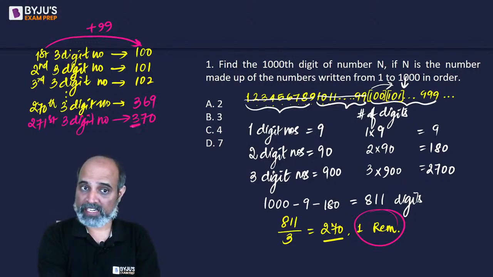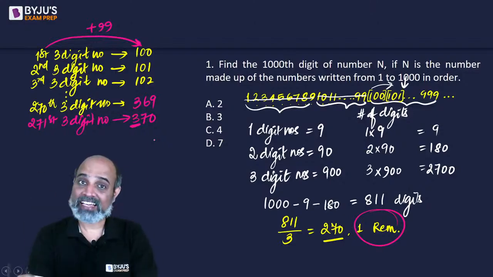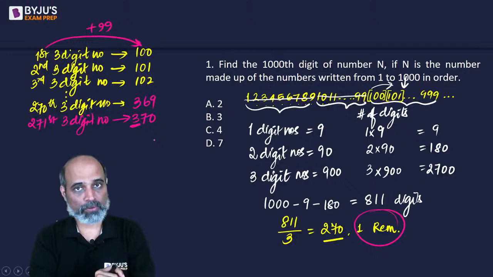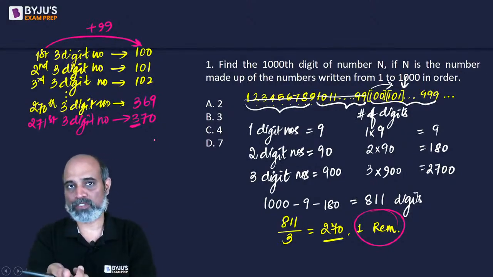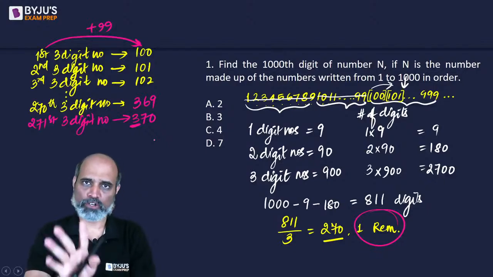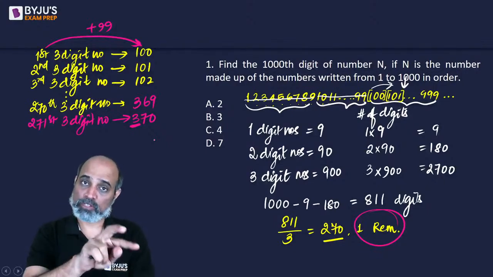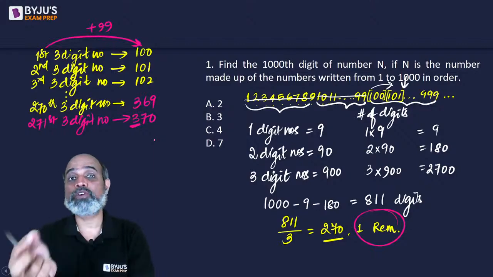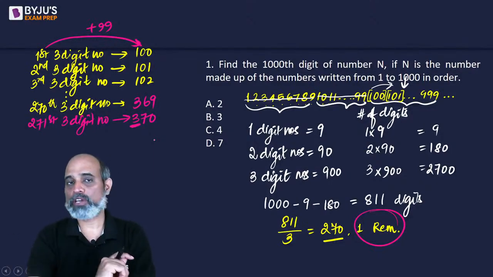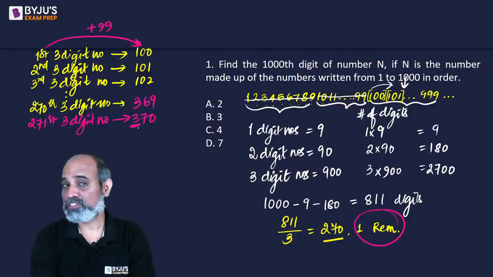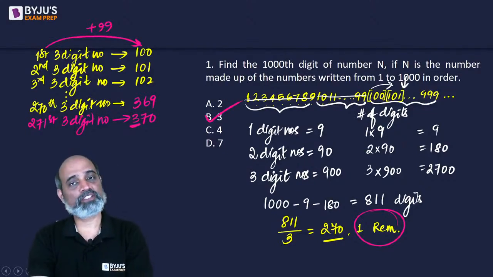Out of this 370, that remainder 1 means the next 3-digit number's first digit is going to be what? Had the remainder been 2, then we would have been looking at the second digit from the left hand side of 370, which is going to be 7, of course. So that remainder tells us which digit from the left hand side of the next number we have to look for. Since the remainder is 1, it is the first digit of 370, so the answer is going to be 3.